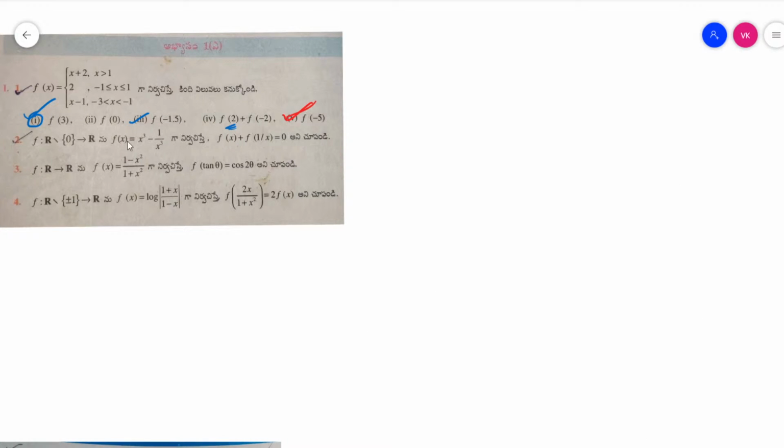In the second question, given that f is defined from R minus {0} to R as f of x is equal to x cube minus 1 by x cube.